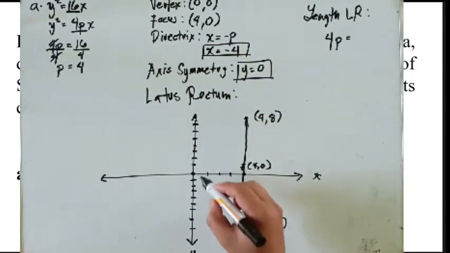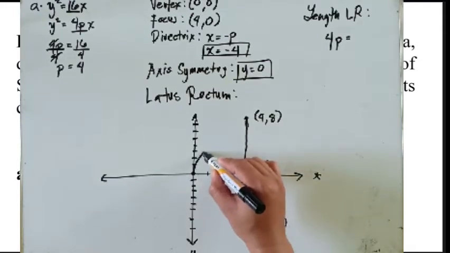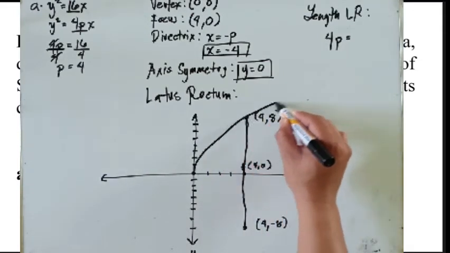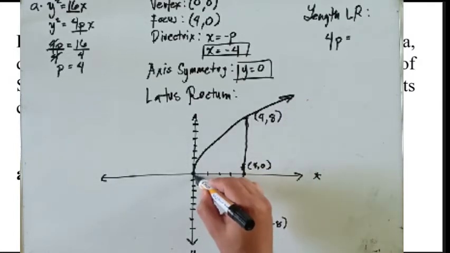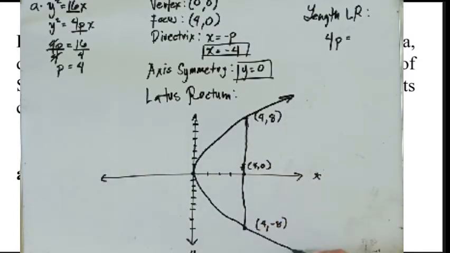For you to draw the parabola, we just need to draw a smooth curve connecting this point to that point, and don't forget the arrowhead. And yes, that is the parabola.